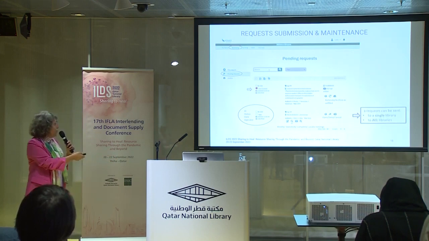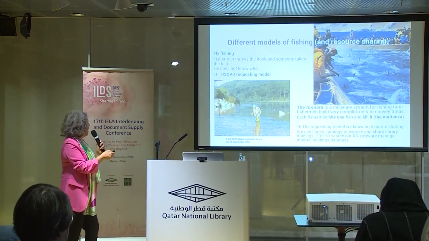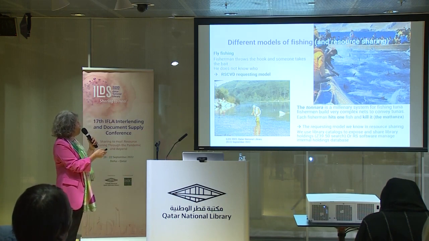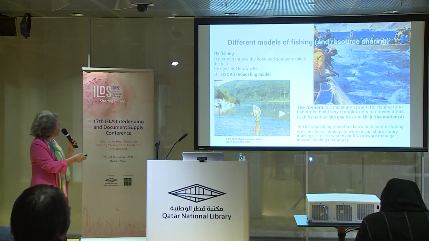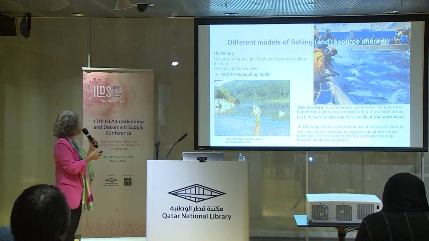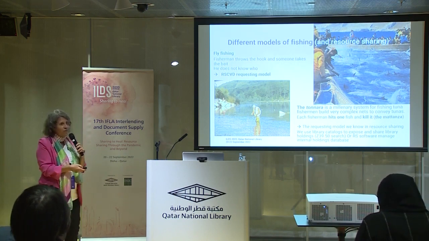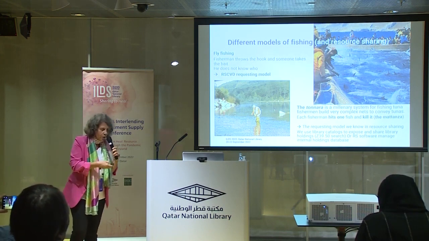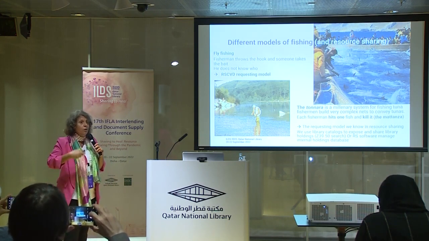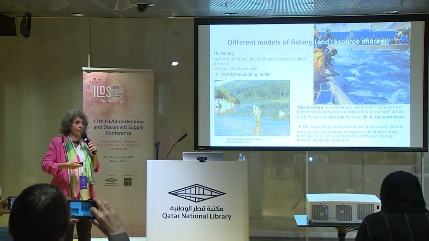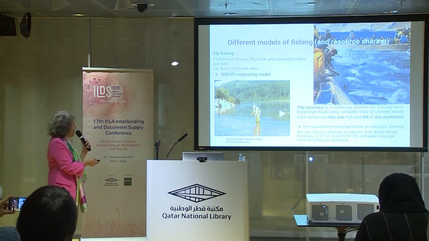Now, a request can be sent to a single library or to all libraries. So now, just a quick note, I think there are different models of fishing and of resource sharing. In the fly fishing model, the fisherman throws the hook and someone takes the bite. The fisherman doesn't know which fish will bite it. So this is the Received requesting model. A request which is sent to Received is seen by all the libraries, and the volunteers scan the request and say, okay, I have this, I will provide it. I will satisfy that request. So this is the fly fishing model. There's another model, the Tonara.